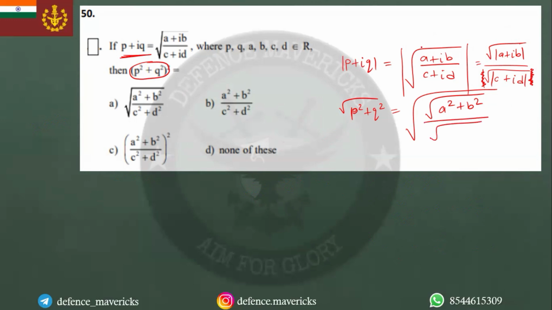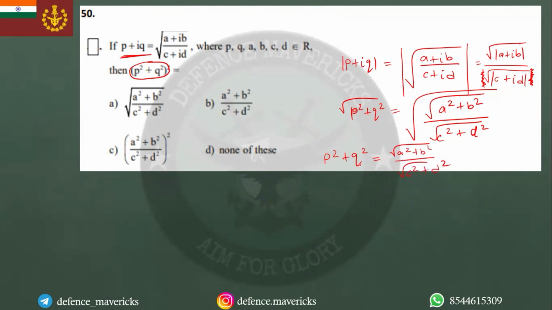ठीक है, तो यहाँ पर mod के अंदर भी एक root है, so यहाँ पे there will be two roots. Now we have been asked that what is P square plus Q square whole square. So first of all we have to square this. When we square this, we'll get P square plus Q square. So this root will be vanished, but still one root will be left. So it will be A square plus B square by root C square plus D square.